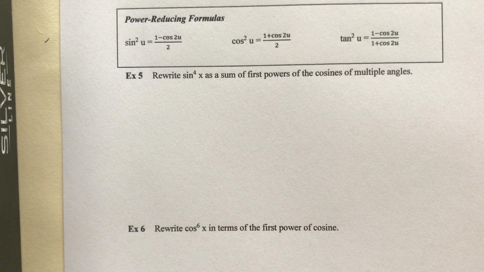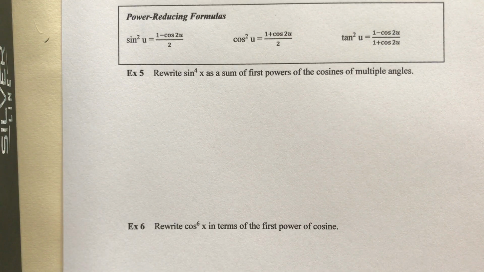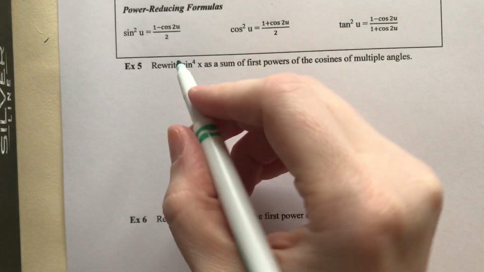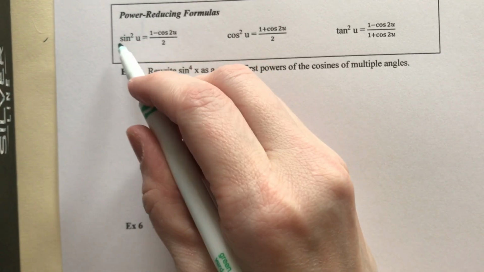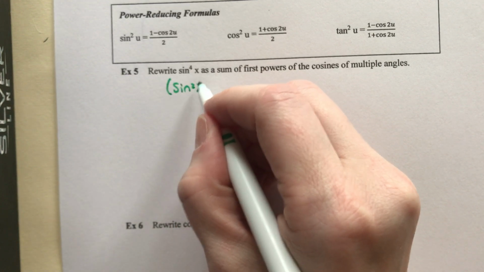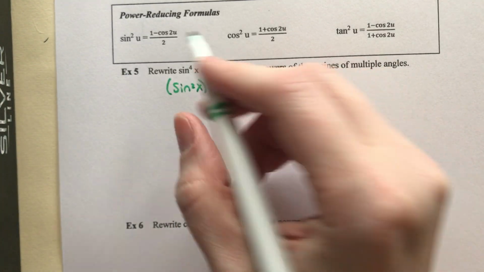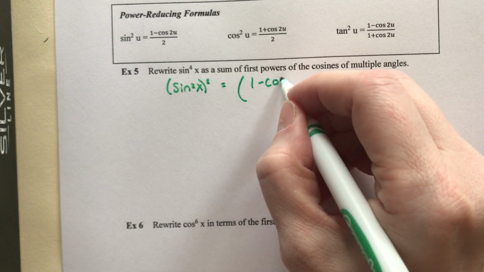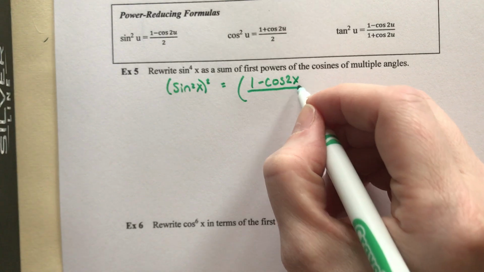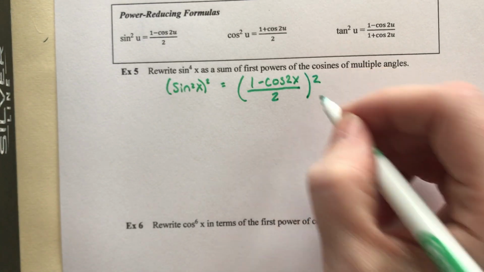So number 5 says, rewrite sine to the 4th power as a sum of first powers of the cosines of multiple angles. Now this can sound a little confusing, but what they basically want us to do is simplify this so that we don't have any squares. We just want regular functions. So sine to the 4th would be like having 2 of these, right? 2 squareds. So I can write this as sine squared, and I can use that formula, 1 minus cosine 2x over 2 to the 2nd power.